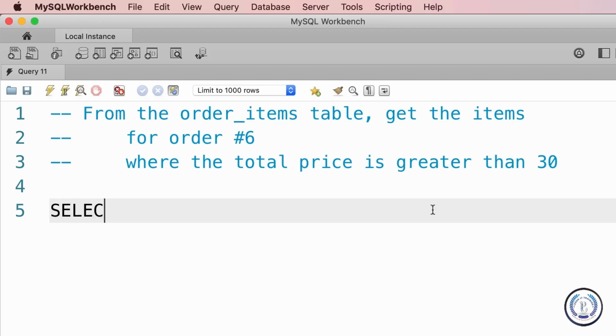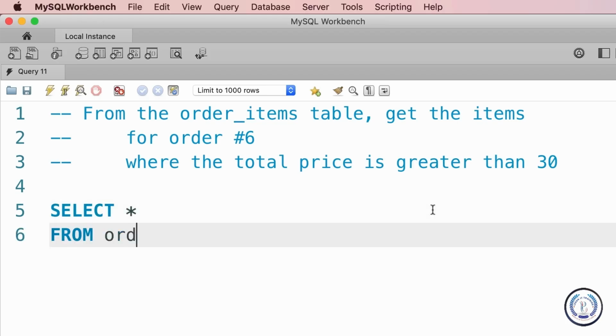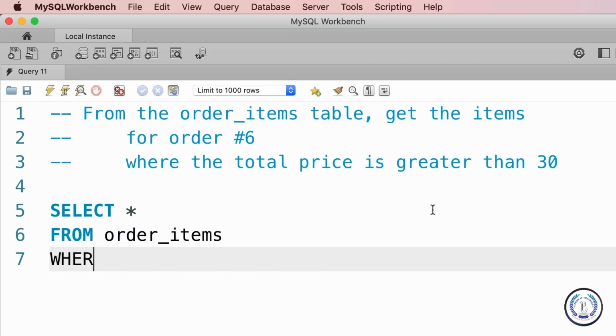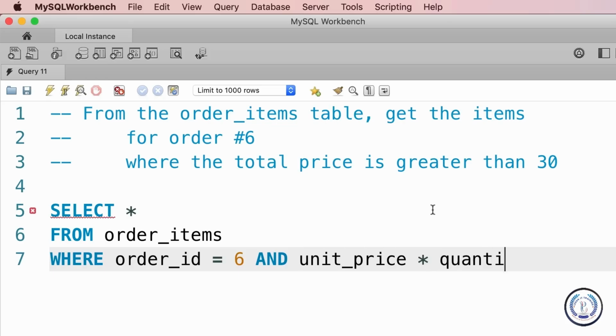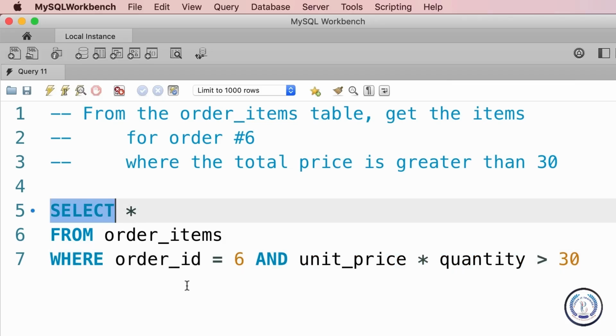Select star from order items, where here we need two conditions. One is for the order, so order underline ID should be 6. And the second condition, we want to calculate the total price. So we get the unit price, multiply it by quantity, and this value should be greater than 30. So as we can see, we can use an arithmetic expression in a where clause. It's not limited to the select clause, okay?